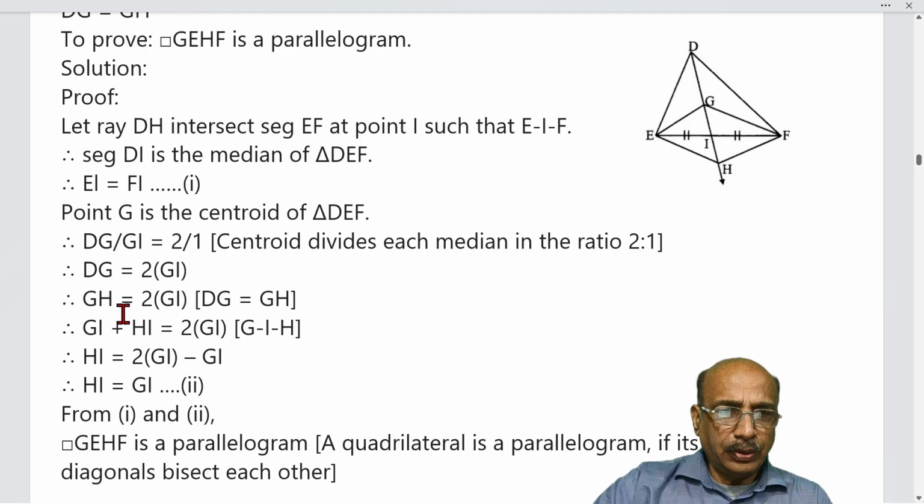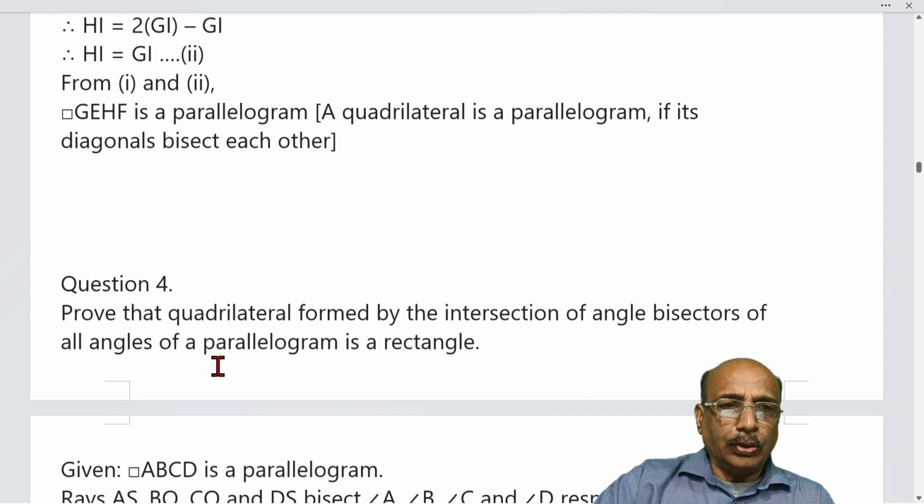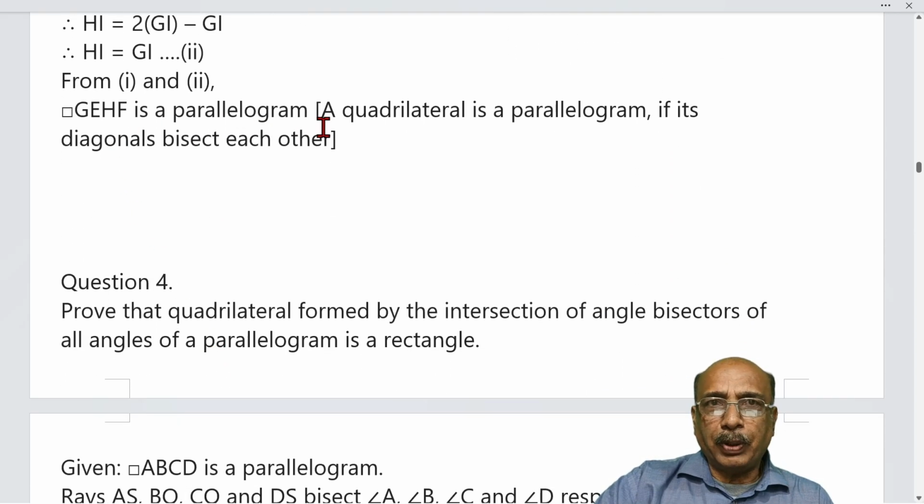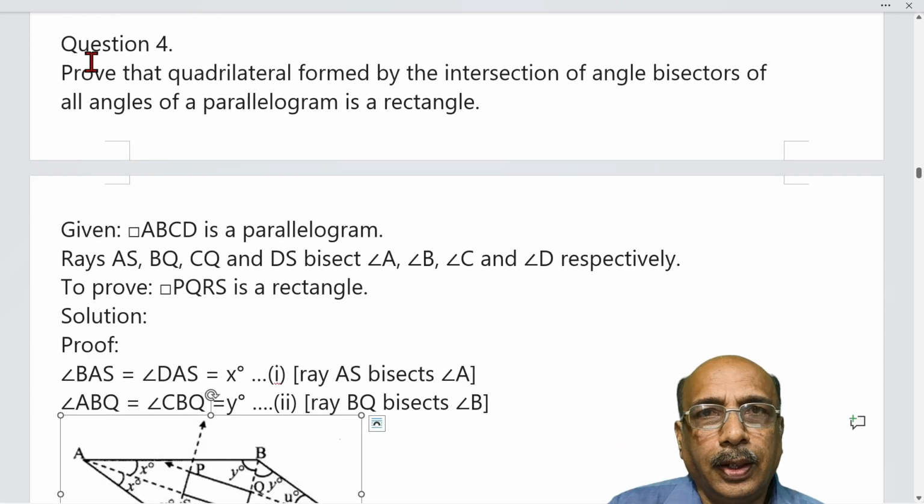GH equals twice GI. So GI plus HI equals twice GI. HI equals GI. Therefore, HI equals GI, from 1 and 2. So, quadrilateral GEHF is a parallelogram. A quadrilateral is a parallelogram if its diagonals bisect each other. In brackets, the reasons are given. We have to write the reasons in the proof.